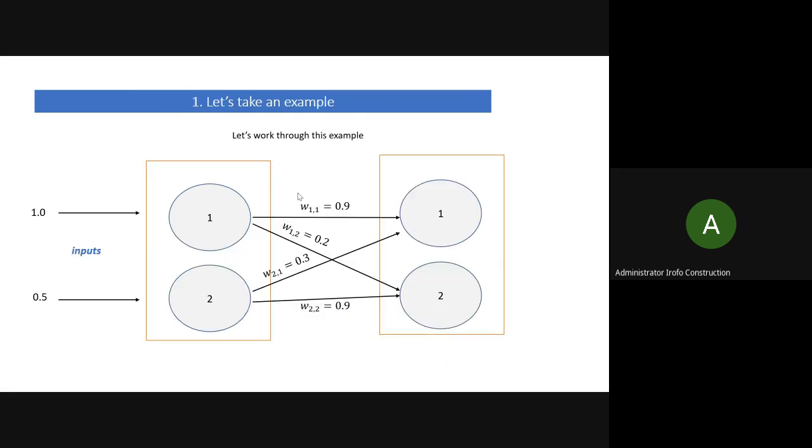Now let's try an example of what I'm talking about. You have two layers here, and each layer contains two nodes. For the first node, the input is just 1. For the second node, the input is 0.5.